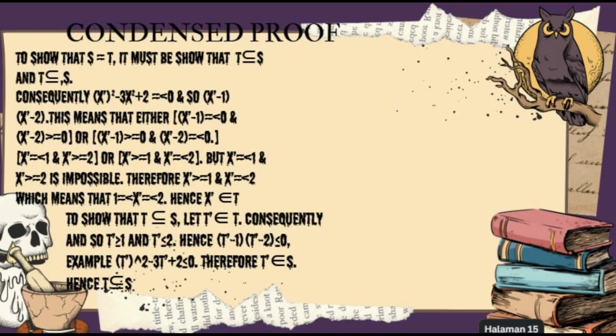To show T is a subset of S, let t be an element of T. Consequently, t is greater than or equal to 1 and t is less than or equal to 2. Hence, (t minus 1) multiplied by (t minus 2) is less than or equal to 0. As a result, t squared minus 3t plus 2 is less than or equal to 0. Therefore, t is an element of S. Hence, T is a subset of S.